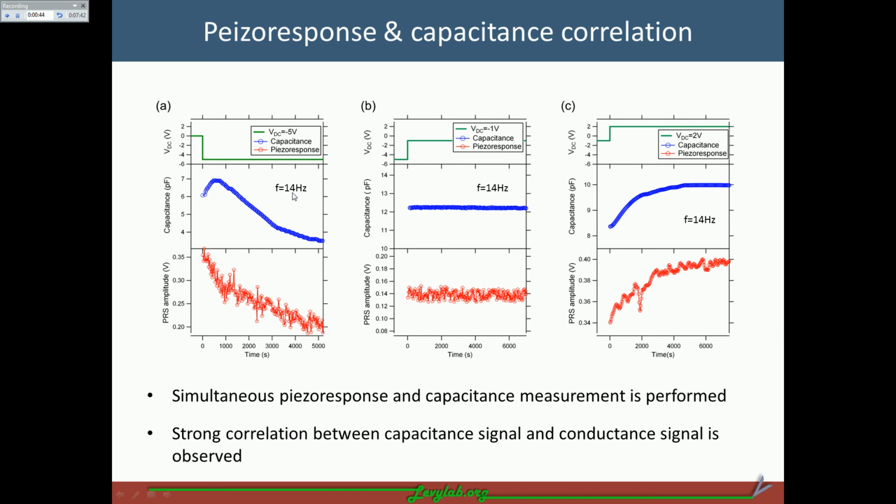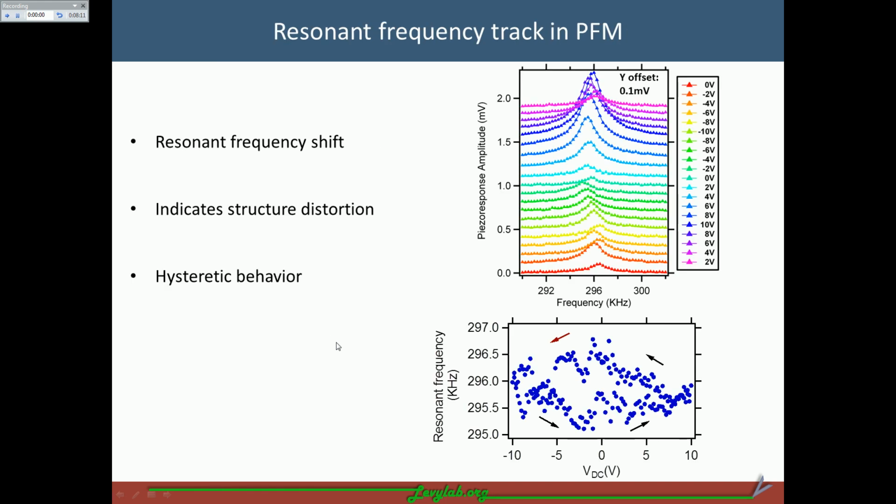So basically, the in-phase was tuned to the insulating state, right at the transition state, and then to the conducting state. We find that there is a strong correlation between the capacitance signal and the piezo response signal, which means these two signals are strongly connected.